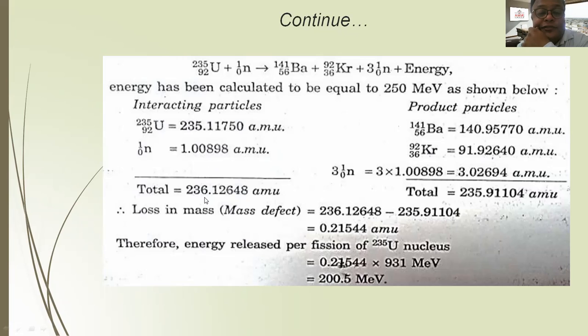So the total for the interacting particles and product particles is 235.99111 atomic mass units. Loss in mass, the mass defect, is 236.12648 minus 235.91104, which is equal to 0.21544 atomic mass units. Therefore, the energy released per fission of the uranium-235 nucleus is 0.21544 times 931 MeV, which is equal to 200.5 mega electron volts.